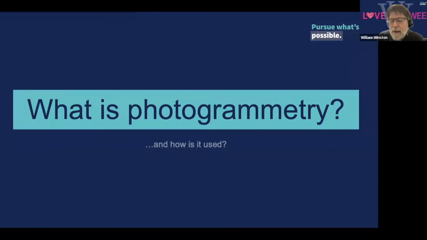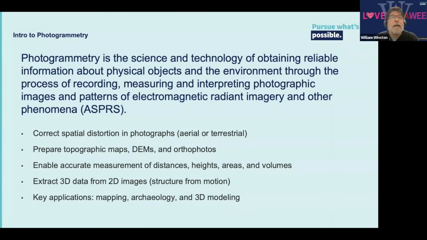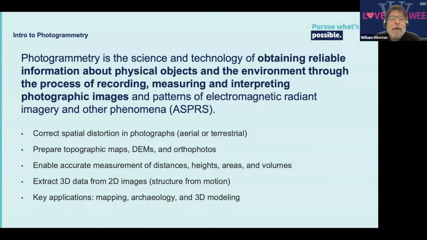What is photogrammetry and how is it used? Photogrammetry, as defined by the American Society for Photogrammetry and Remote Sensing, is the science and technology of obtaining reliable information about physical objects and the environment through the process of recording, measuring, and interpreting photographic images and patterns of electromagnetic radiant imagery and other phenomena. That's a very wordy definition, but I think it captures exactly what we're talking about here.